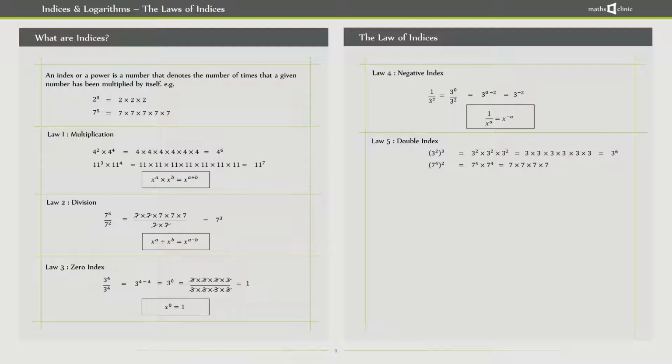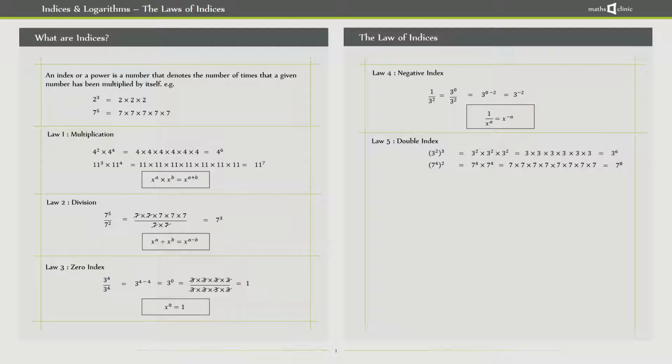Now let's identify a pattern here. We have 3 to the power of 2 to the power of 3 equals 3 to the power of 2 times 3, which is 6. Interesting. And then you have 7 to the power of 4 to the power of 2 equals 7 to the power of 4 times 2, which is 8. I think we have our law. Anytime you have a number x to the power of a to the power of b, it simply equals x to the power of a times b, or ab. And that is the double index law.